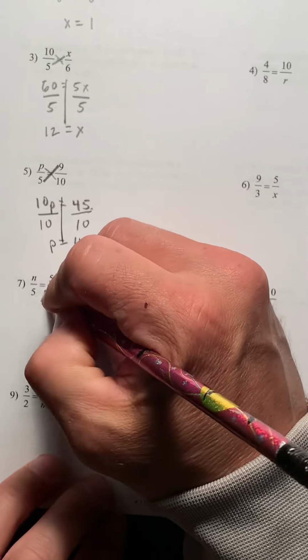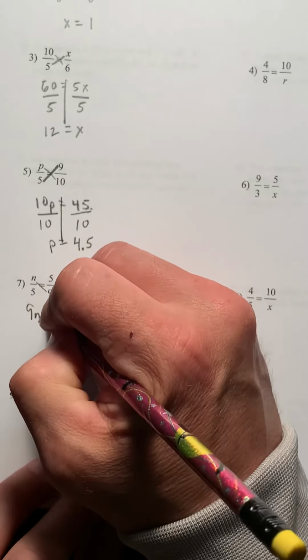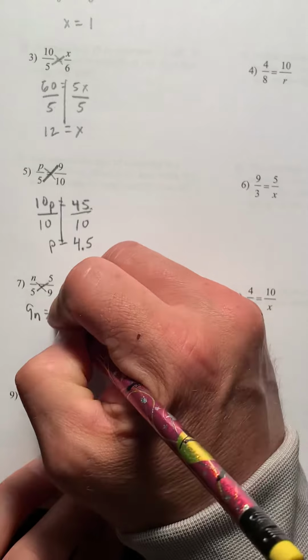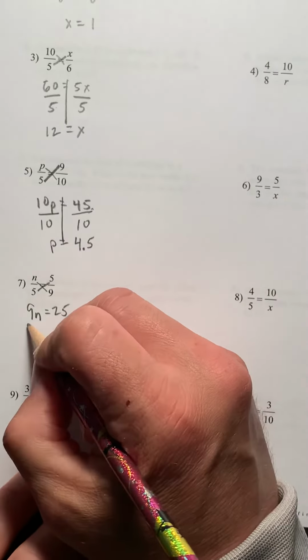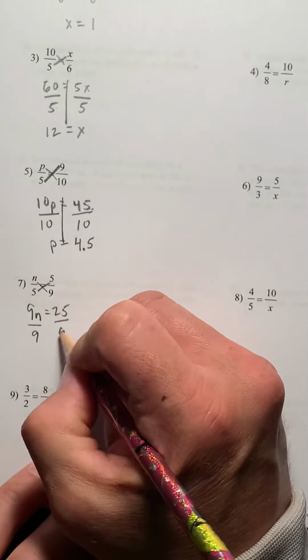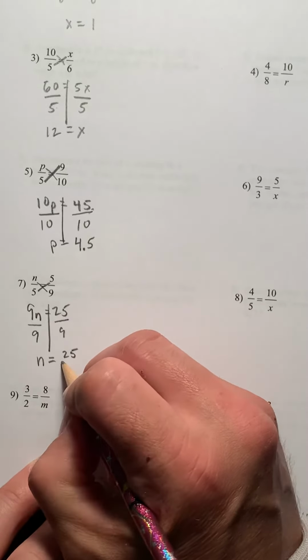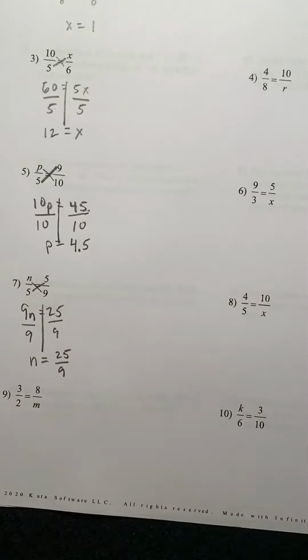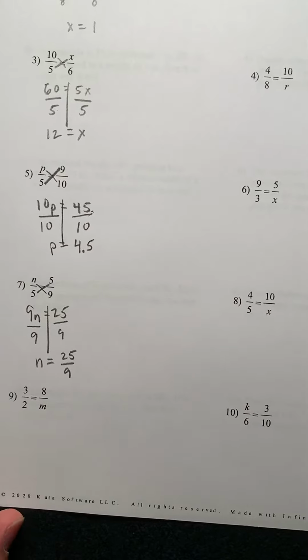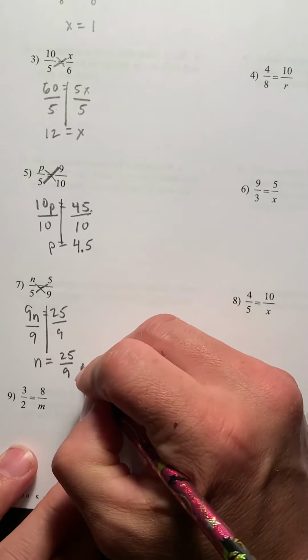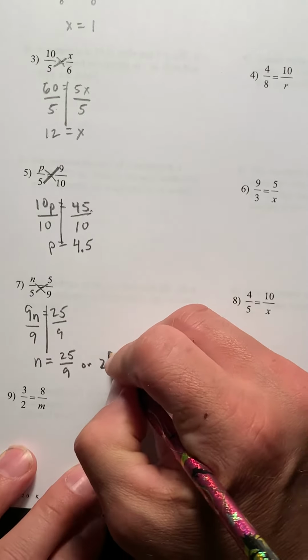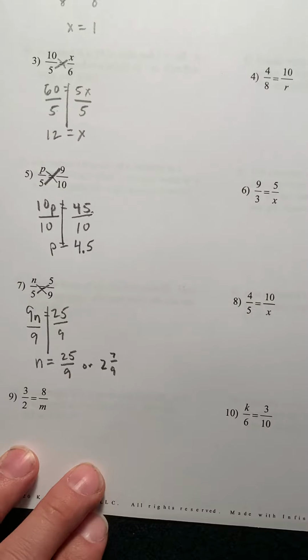In the case of number 7, 9n is equal to 5 times 5, which is 25. We're going to divide by 9 in this case. And so we have n is equal to 25 over 9. I'm okay leaving it as a fraction. You cannot simplify it as a fraction. You could go to a mixed number if you wanted to. I would accept if you wanted to write 2 and 7/9. That would be an acceptable answer here.